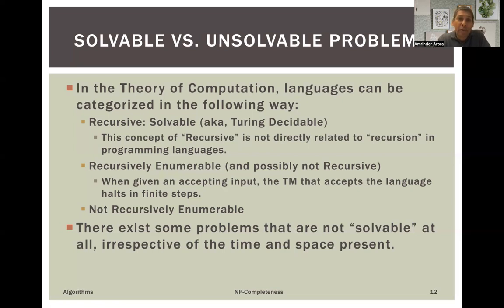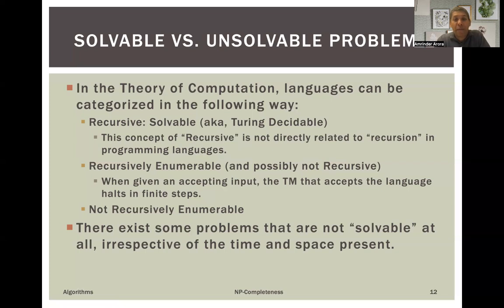There's a slightly weaker version to say that a language is recursively enumerable, an RE language, in which case we do accept it in finite steps, but when we reject it, we do not reject it in finite steps. The machine may go on forever. It may reject it in some finite steps, but it may also go on forever. So in that sense, the problem may be recursively enumerable, but not recursive. And finally, there are problems that are not recursively enumerable at all.